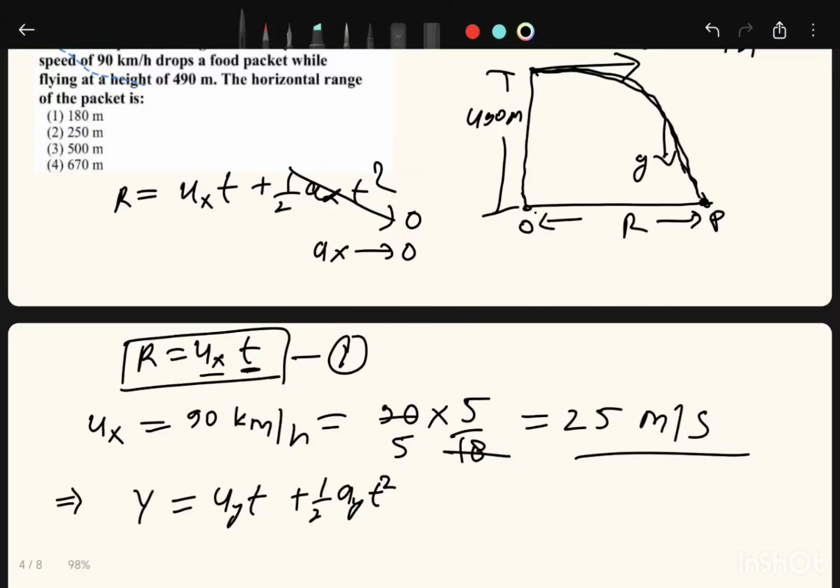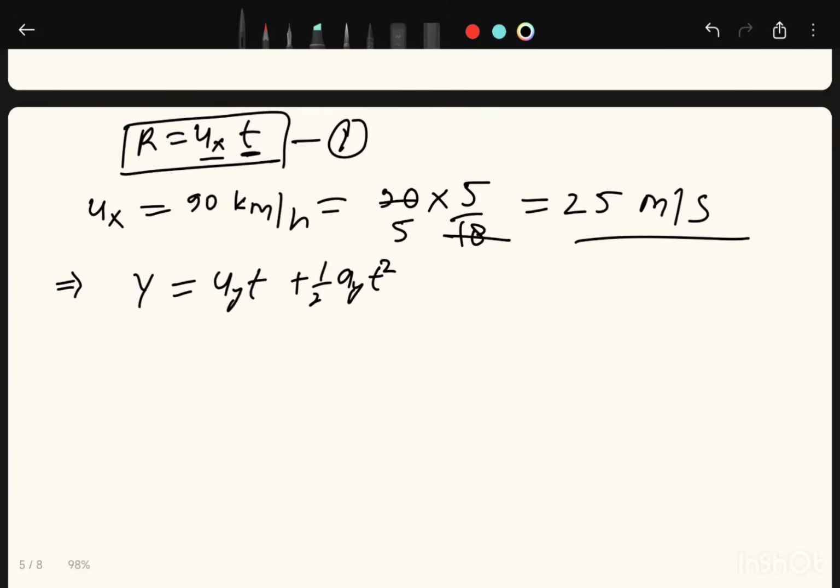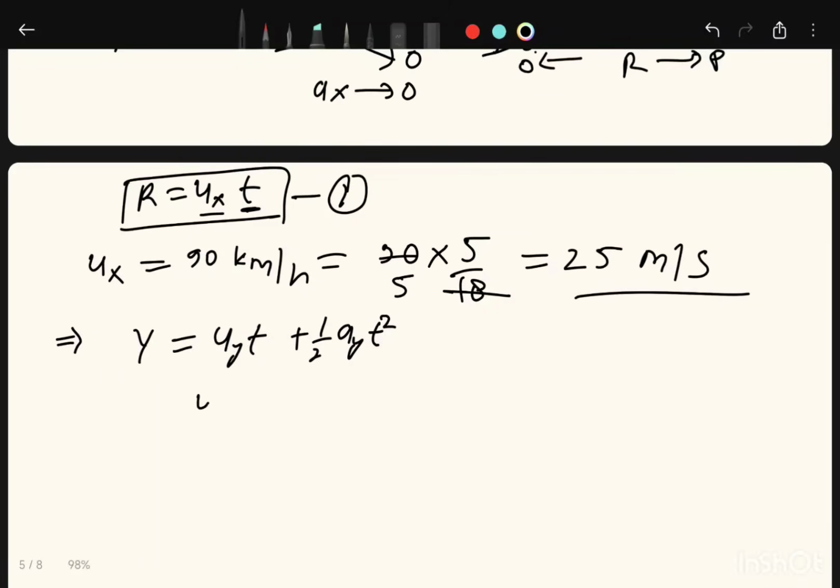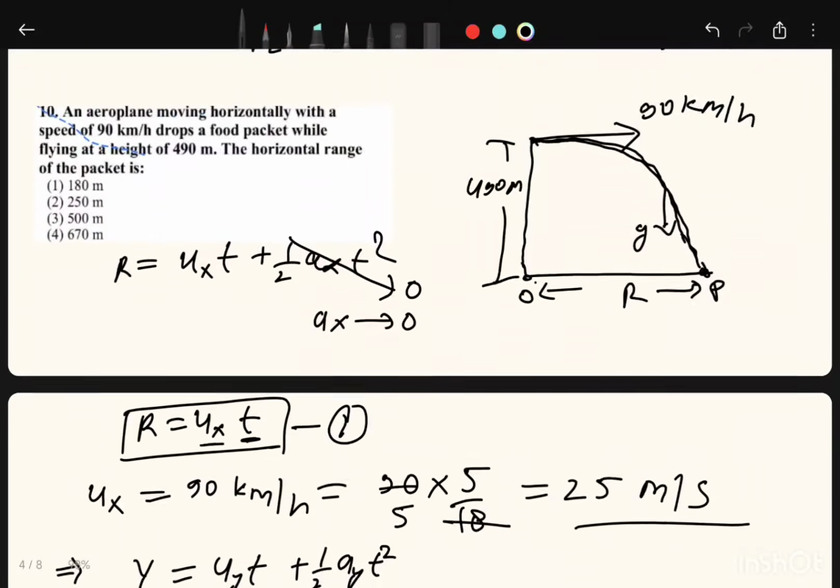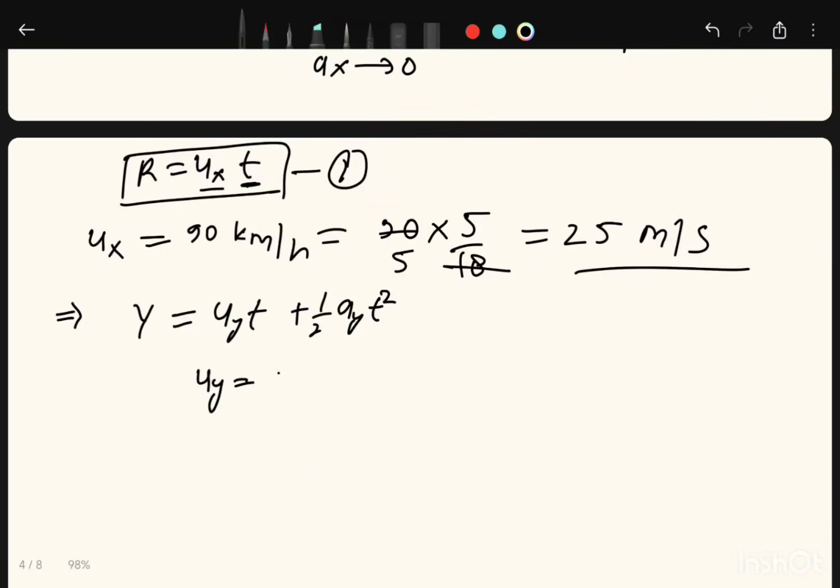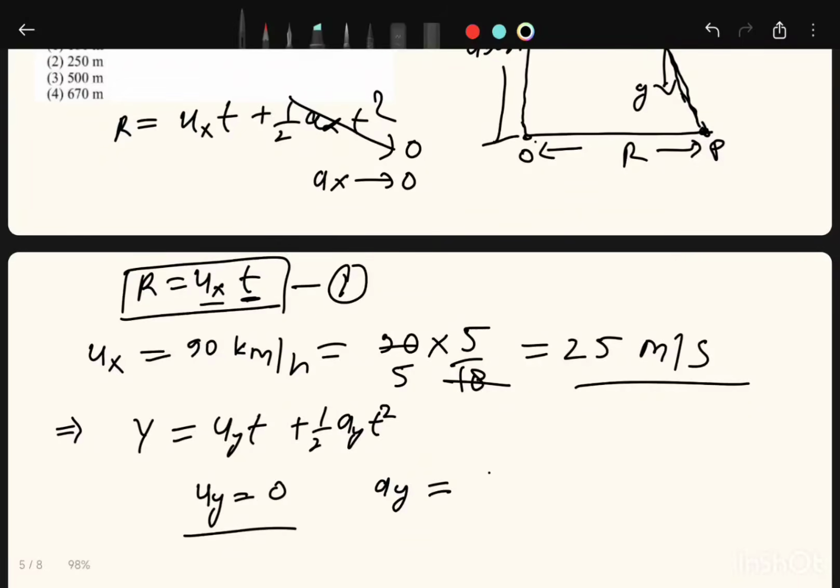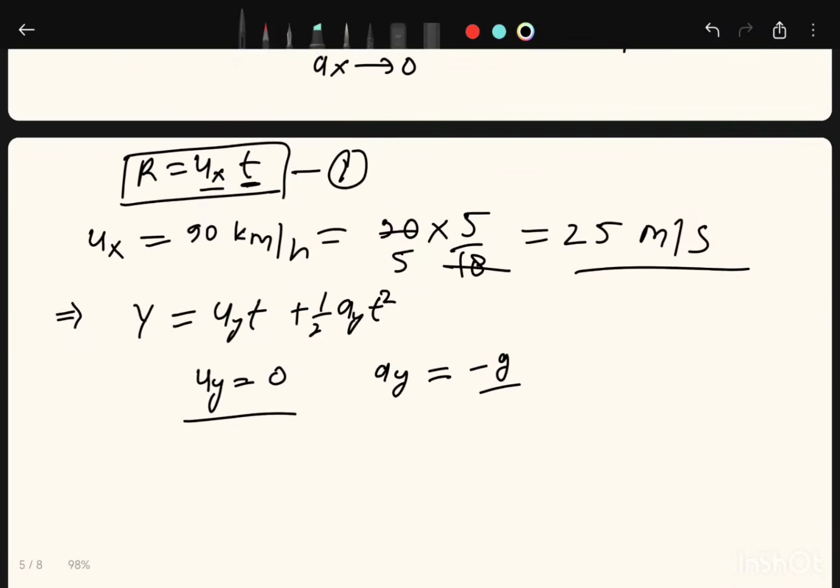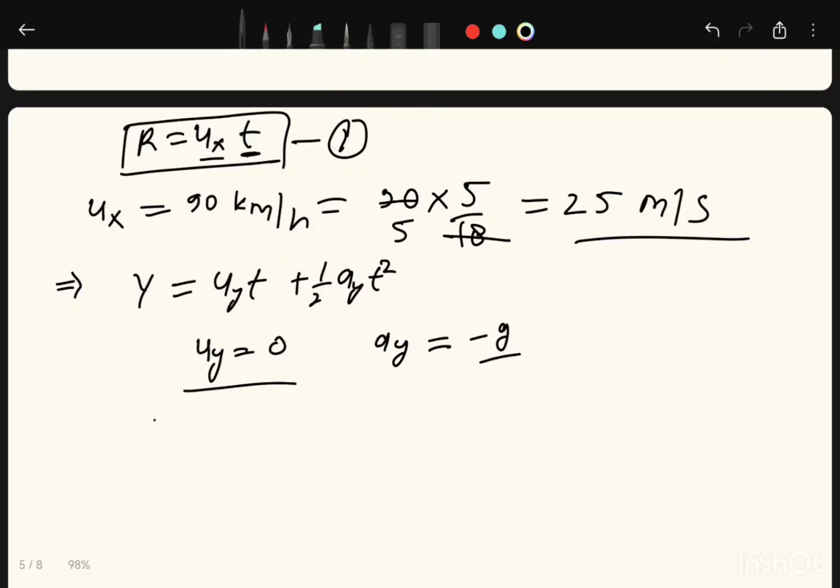Gravitational acceleration will always be in the downward direction. And uy is what? There is no initial velocity in the y direction. The velocity was only in the x direction, that is mentioned in the question itself: aeroplane moving horizontally with the speed of 90 km per hour. So no initial velocity in the vertical direction, so uy is 0. And ay will be minus g, right? And y, let's suppose it's the vertical displacement, so it is 490 meter.